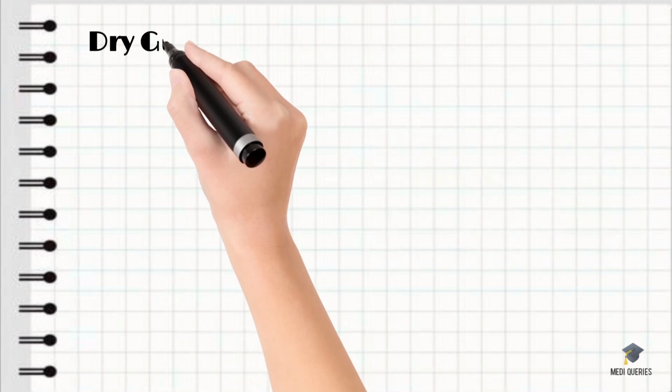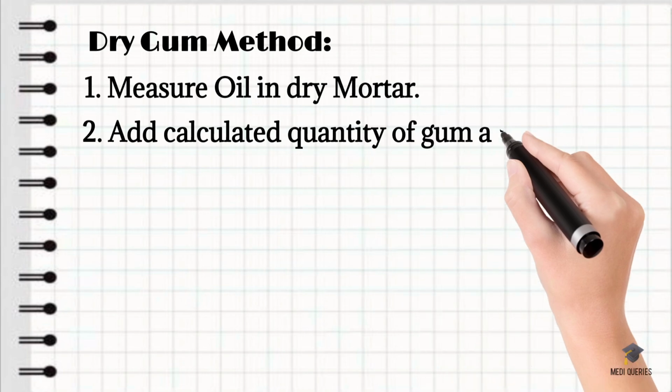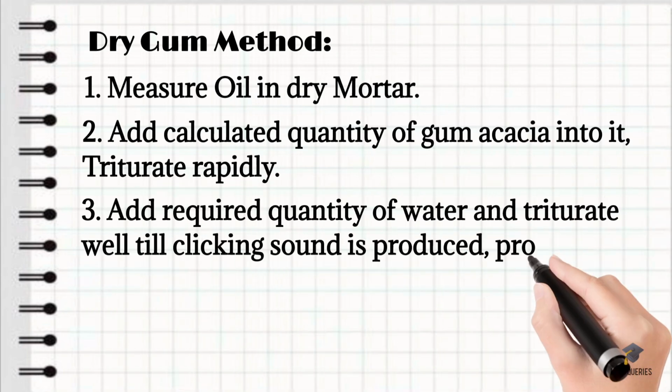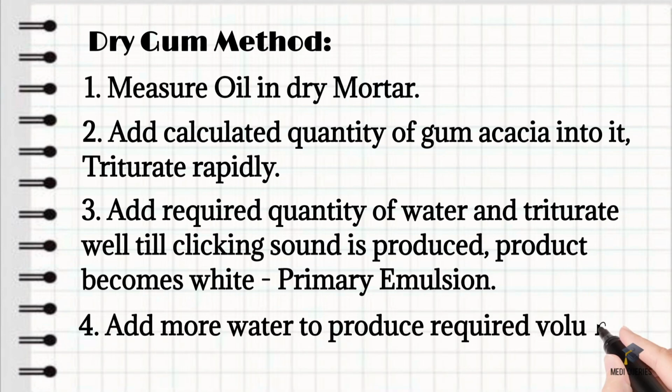Measure the required quantity of the oil in a dry measure first and then transfer it into a dry mortar. As it is a dry gum method, we are not using water here. Add the calculated amount of gum acacia into it and then triturate rapidly so as to form a uniform mixture. Then add the required quantity of water and triturate vigorously till a clicking sound is produced and the product becomes white or nearly white. The emulsion produced at this stage is known as the primary emulsion.